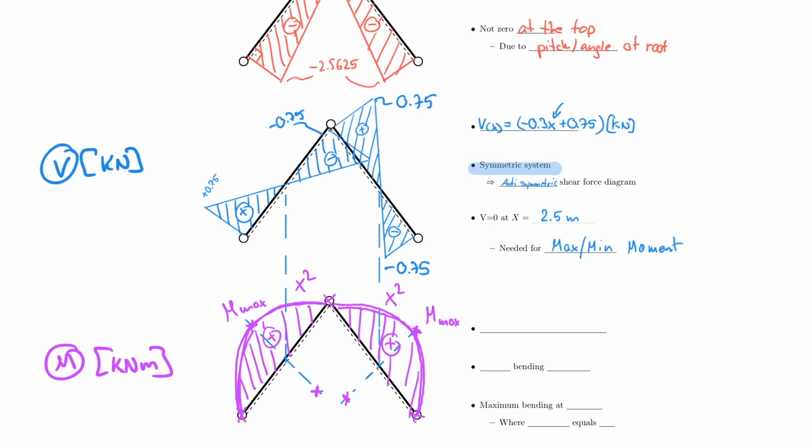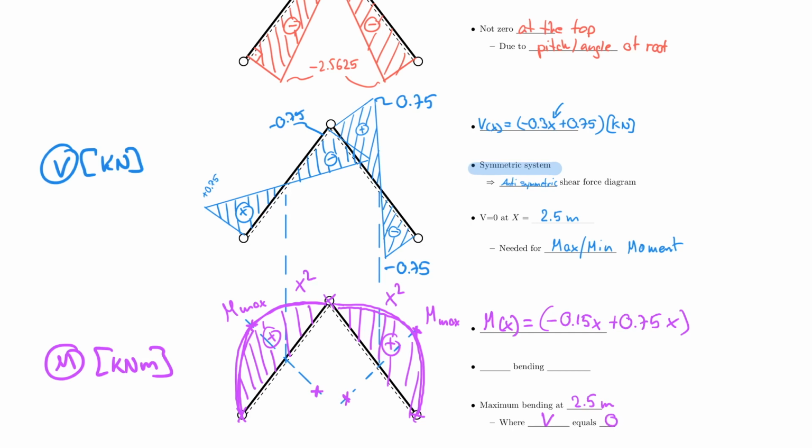But it's actually very easy in this case because we already calculated M of x. And M of x was equal to negative 0.15x squared plus 0.75x. And all I have to do now to calculate my maximum is include the fact that my shear force passes through 0 at 2.5 meters. So where V equals 0.